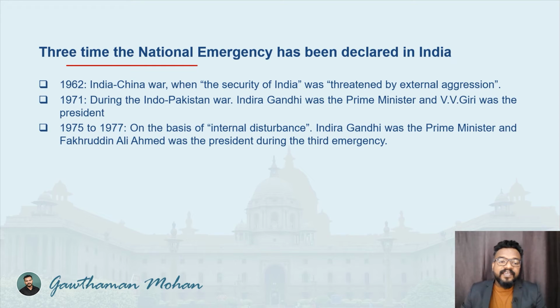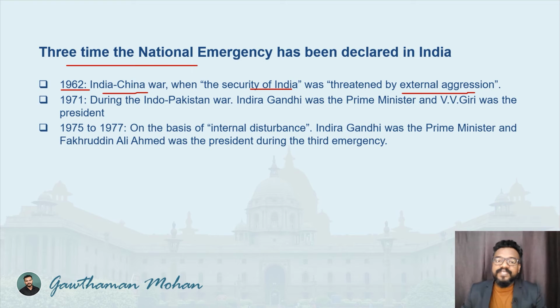The first was in the year 1962. As you all know, 1962 was the year in which we were engaged in war with China. So the India-China war, when the security of India was threatened by external aggression. There was an external aggression from the Chinese side, so during that time the security of the country was threatened. That is why we declared the national emergency.